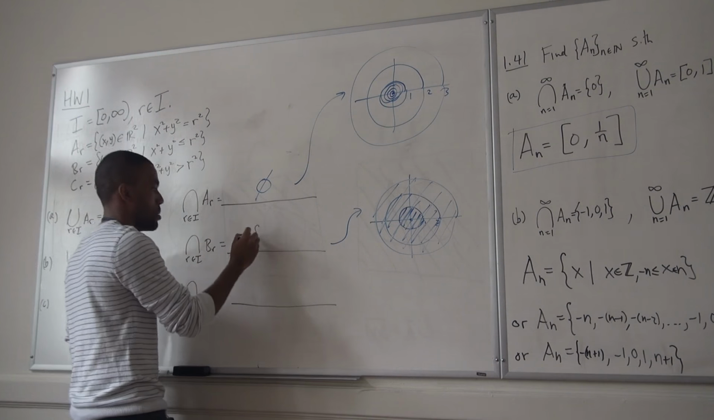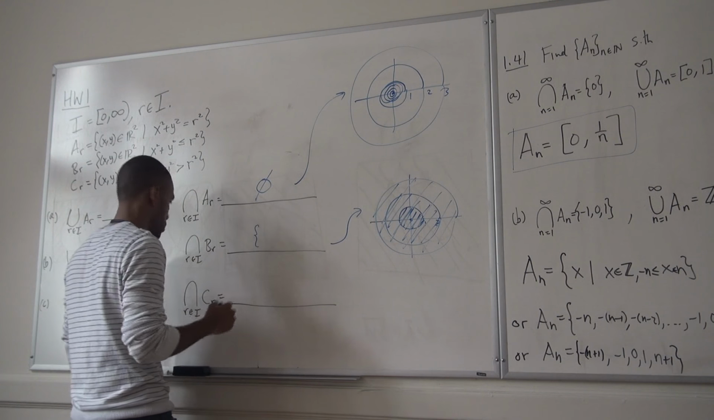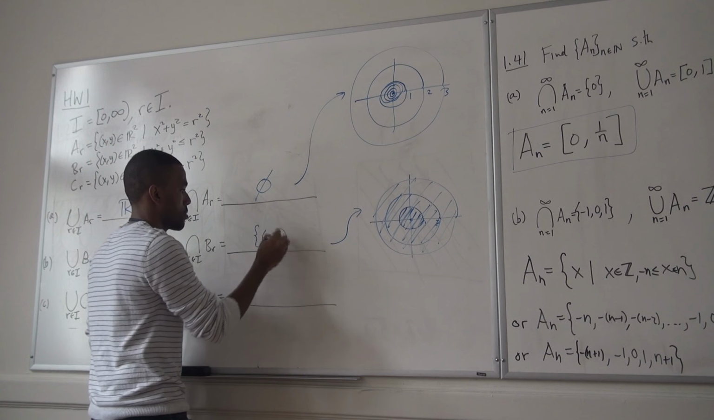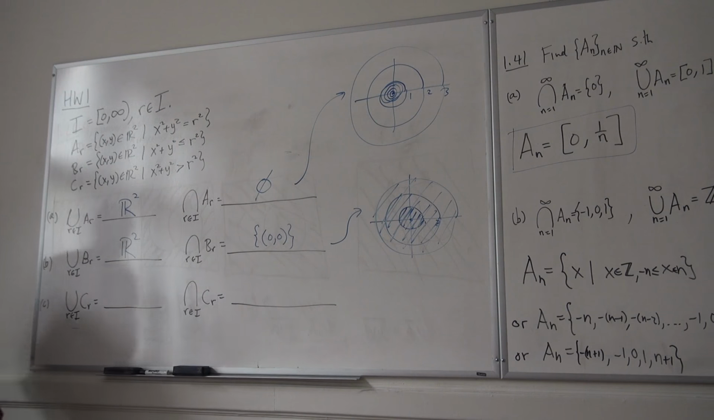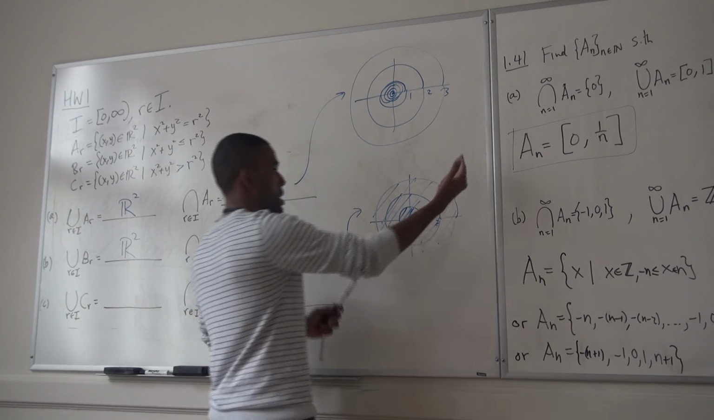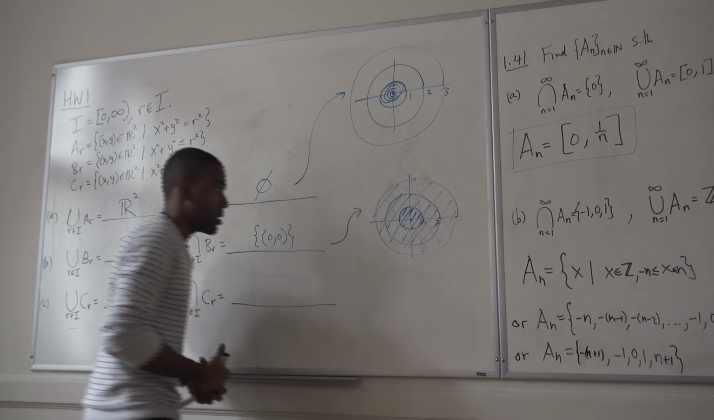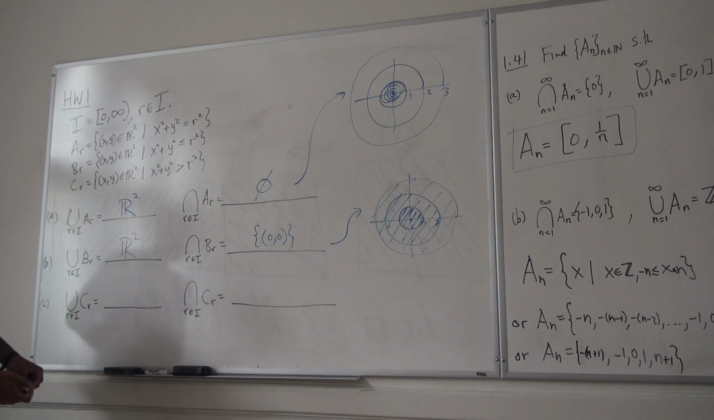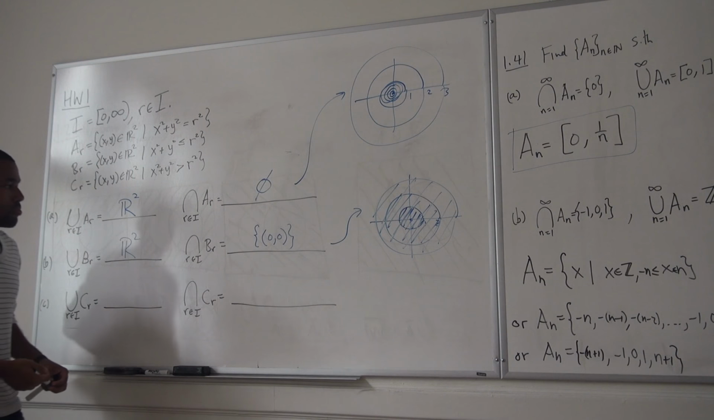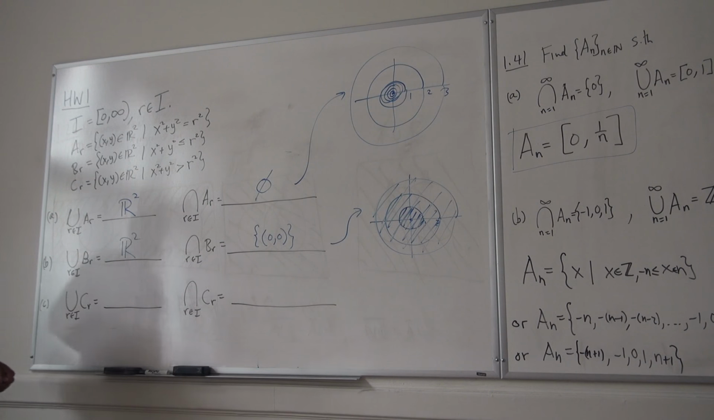0. Will it be the origin? That will be the only point. The origin will be the intersection of everyone. Everyone will have the center 0, 0, but not everyone will have every other point.